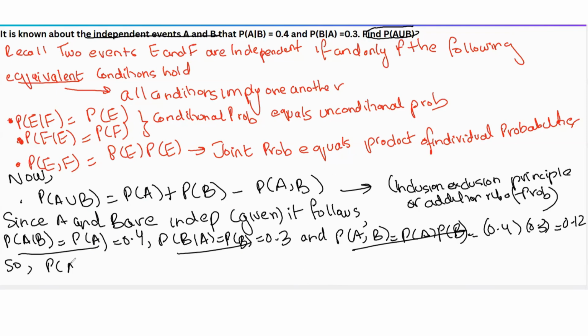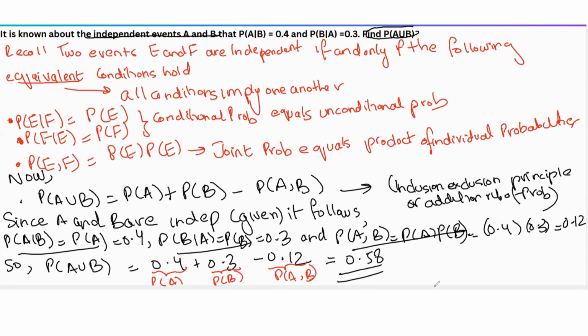So probability of A union B is just 0.4 plus 0.3 minus 0.12. Where this is probability of A, which is equal to probability of A given B. This is probability of B, which is equal to probability of B given A. And this is probability of A and B, which is equal to the product, and this follows from the fact that they are independent. So it's just equal to 0.5.